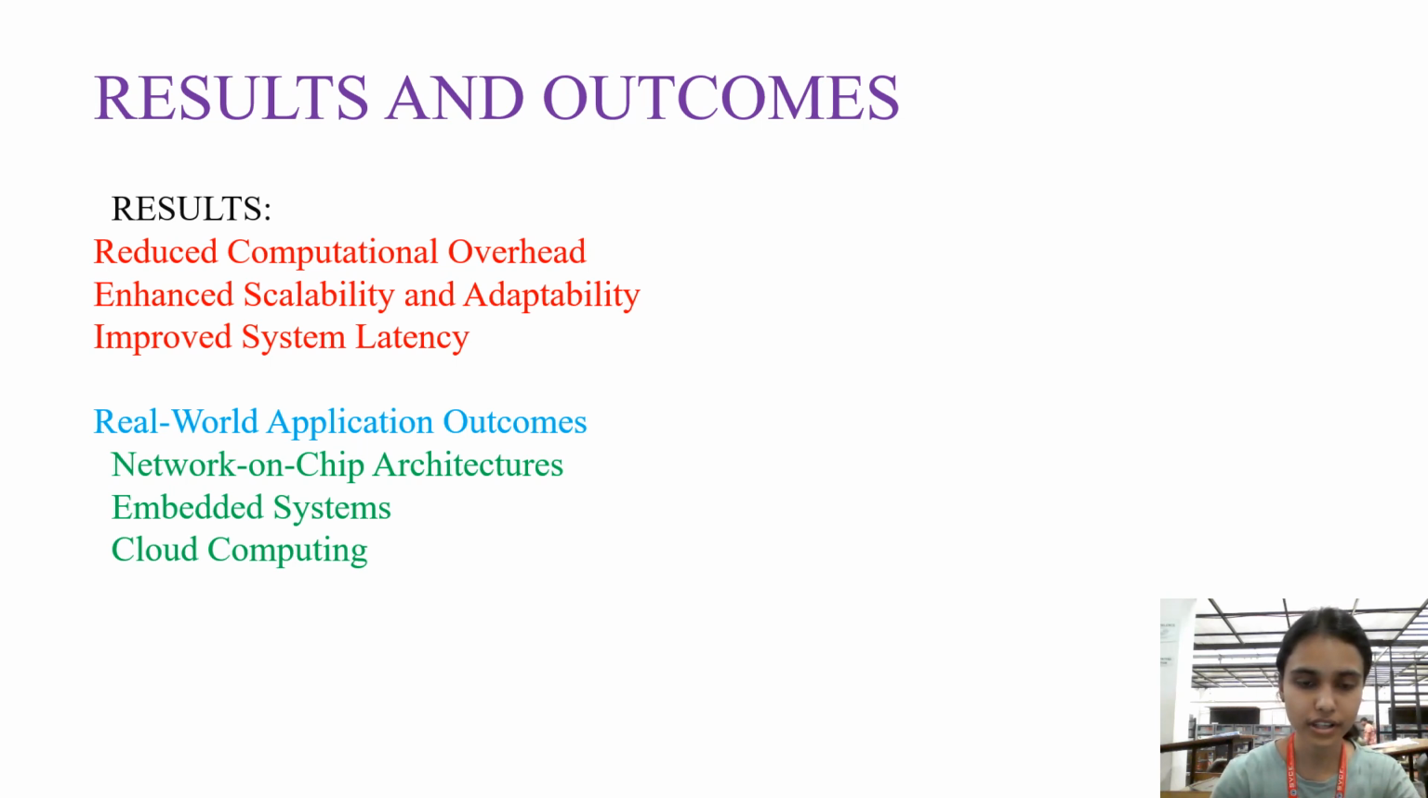The real world application outcomes. In real world application outcomes, we can see network on chip architectures, embedded systems, and also cloud computing. In network on chip architectures, we can see improved bandwidth management and reduced packet contention. In embedded systems, we can see enhanced performance in constrained environments and enabling real-time data. In cloud computing, we can see efficient task scheduling across distributed nodes, leading to higher throughput and also resource utilization.